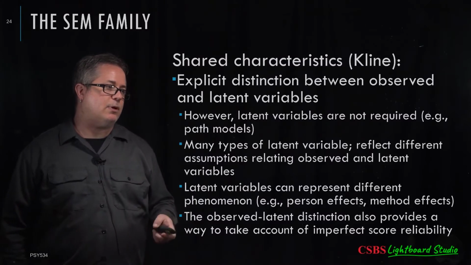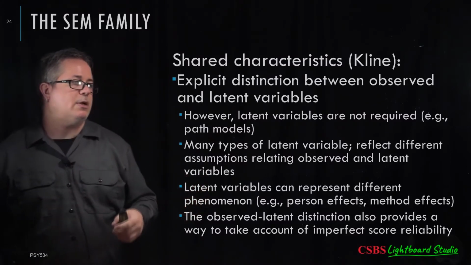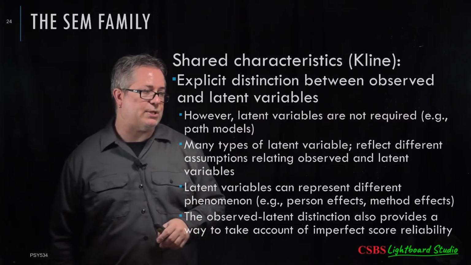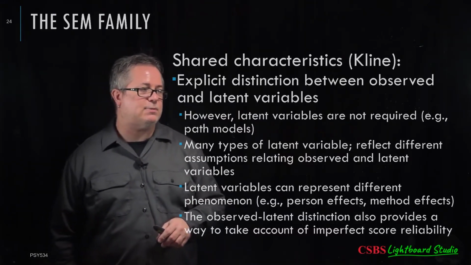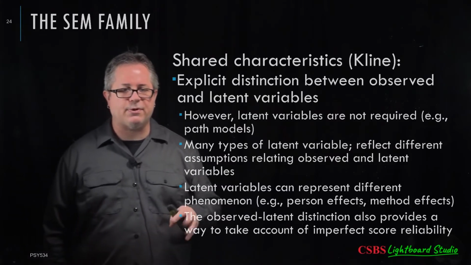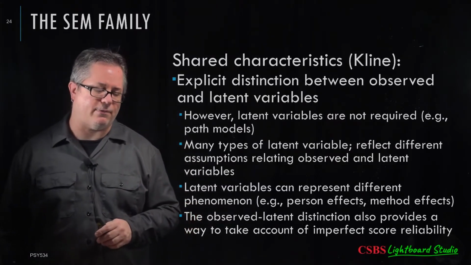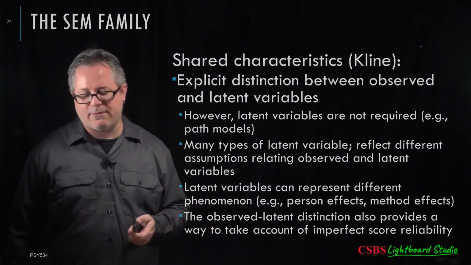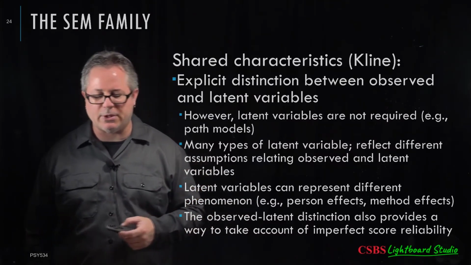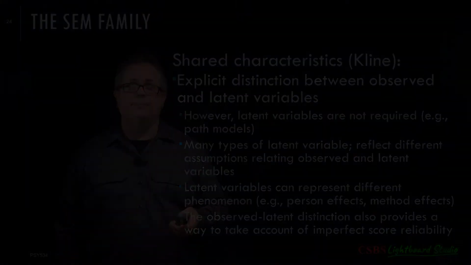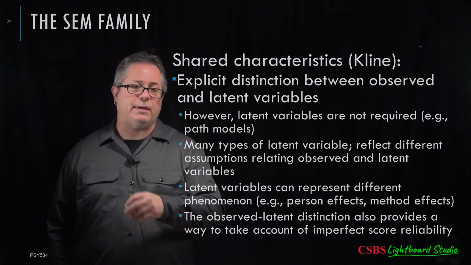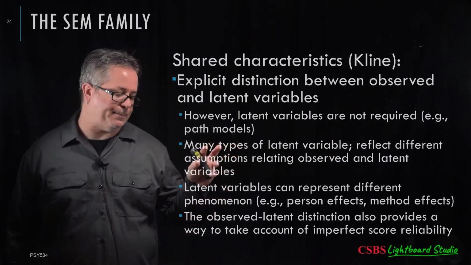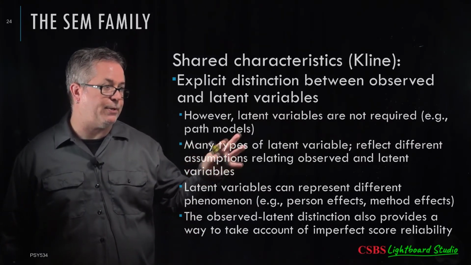There are many types of latent variables. They reflect different assumptions relating observed and latent variables together. Latent variables can represent different phenomena. So sometimes there could be person effects, method effects, clustering of items effects that are different than, say, the factors you may think of. We'll talk about what that means, but let's say we're used to thinking about factors as items that have similar content or measure the same thing going together. But sometimes maybe if you give someone a clinical interview, a paper pencil test, and they also then take some kind of cognitive, computer-based test.